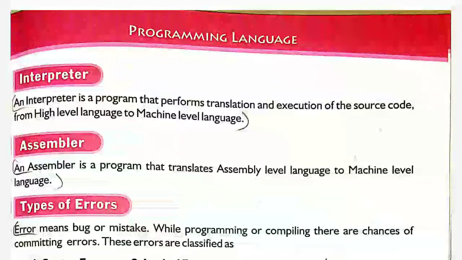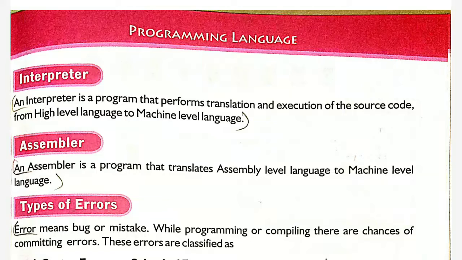So interpreter is a program that performs translation and execution of source code from high level language to machine level language. Okay, so this interpreter is a program that will convert the high level language into machine level language, and it will execute the converted program. Okay, so this is interpreter.